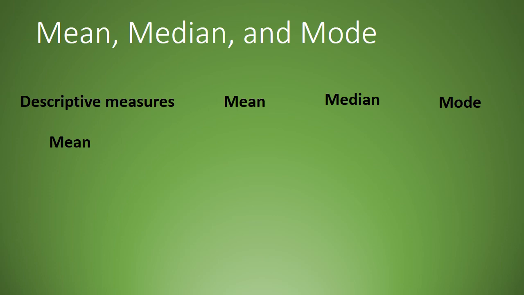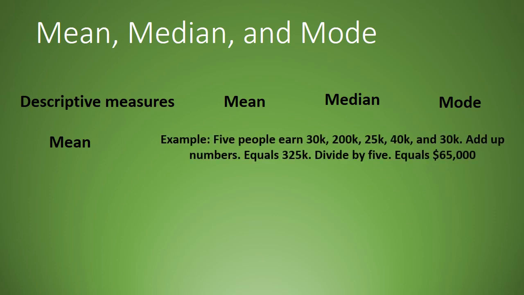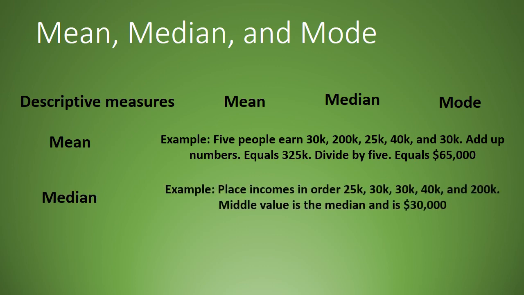We'll use income for this one. You'll see why. If you have 5 people who earn $25,000, $30,000, $30,000, $40,000, and $200,000, you would add the numbers together to get $325,000. Then you would divide it by the number of people, which is 5, and you would have the mean income for those 5 people as about $65,000. Now, if you took the median, you would put the incomes in order from lowest to highest and take the middle number. In this case, it would be $30,000 that falls in the middle. The median would be $30,000.